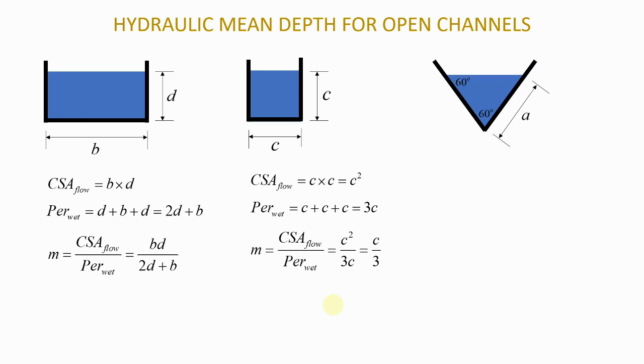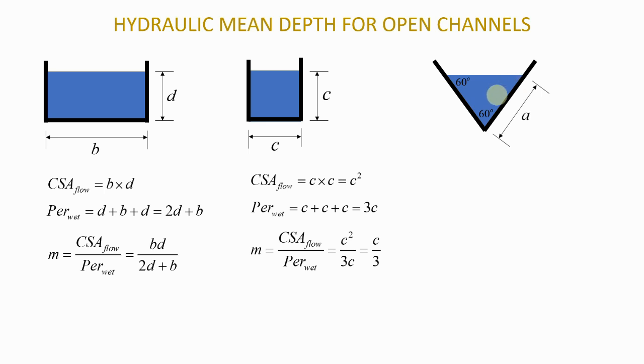Now, in this case, we have a channel that is in the form of a V. As you can see, let's say the angle here is 60 degrees, and that angle there is also 60 degrees. So of necessity, we know that in a triangle, the sum of angles is 180 degrees. So that angle there doesn't even need to be mentioned. We will know already from these two angles that that is also 60 degrees.